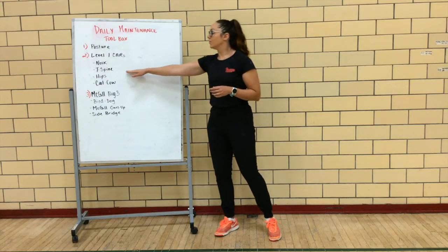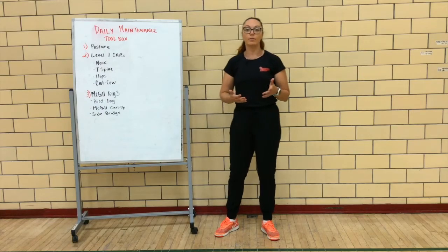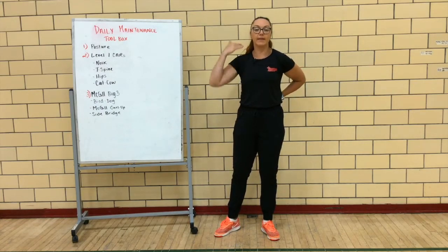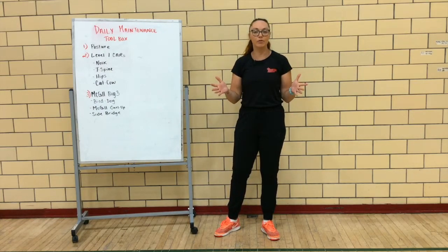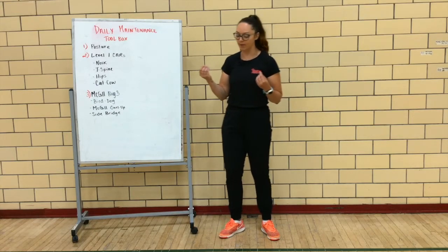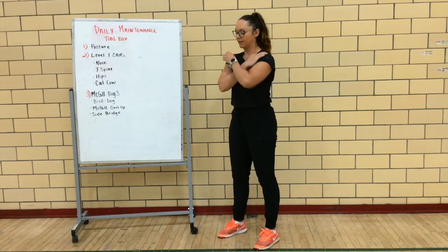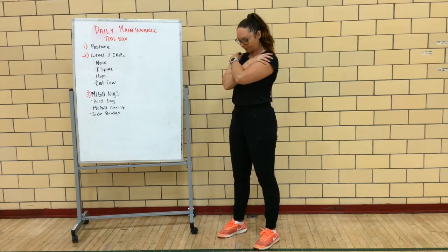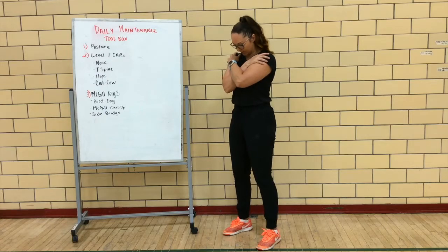Moving on to our T-spine CAR, so we're remembering that that's our thoracic spine, that's that mid-back. Limited movement in most capacities, but we're just trying to maximize it as much as possible. So we start by crossing the hands over the chest and tucking the chin down to the chest. So we're taking the cervical spine out of it. We're rooting the legs nice and strong into the floor because we don't want that lumbar spine to move.